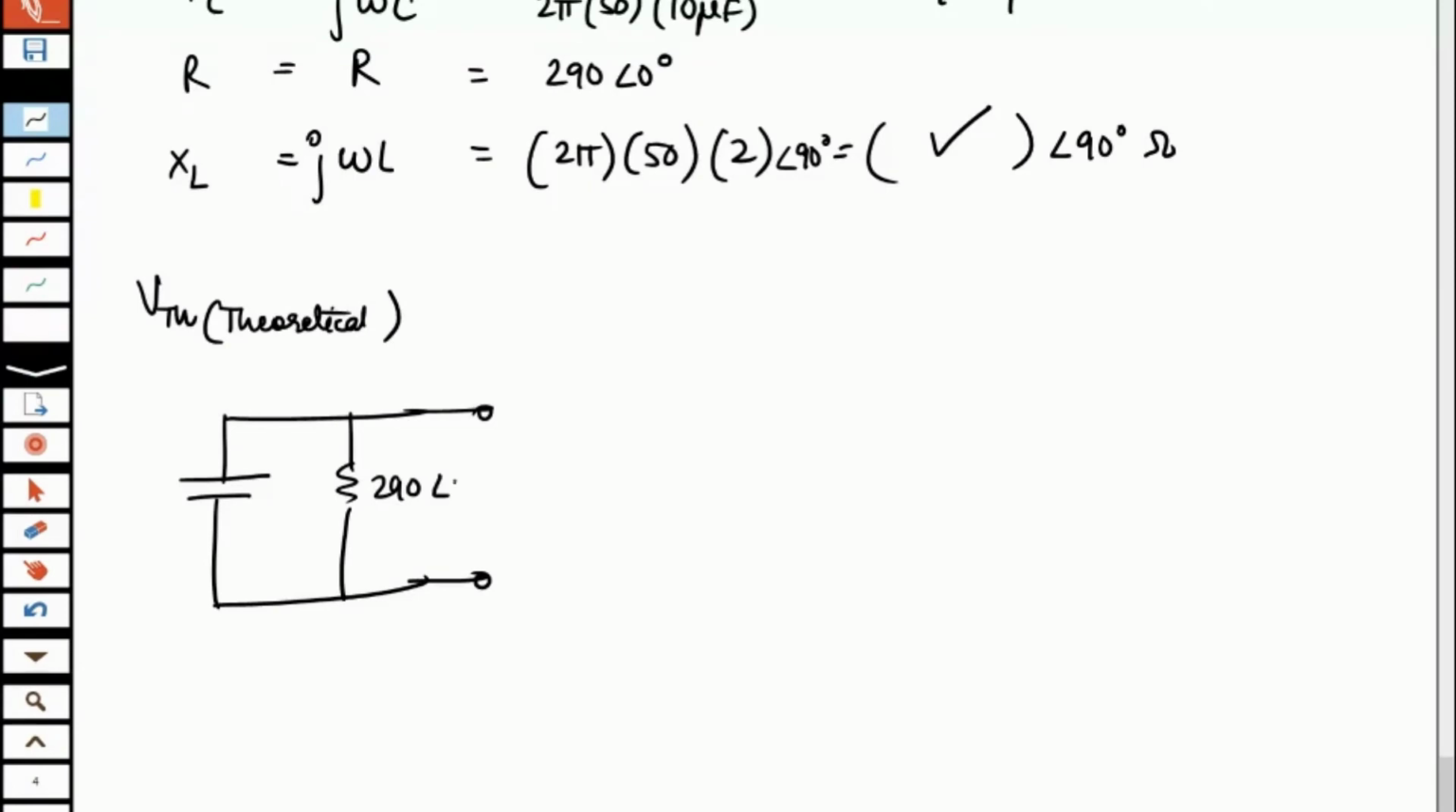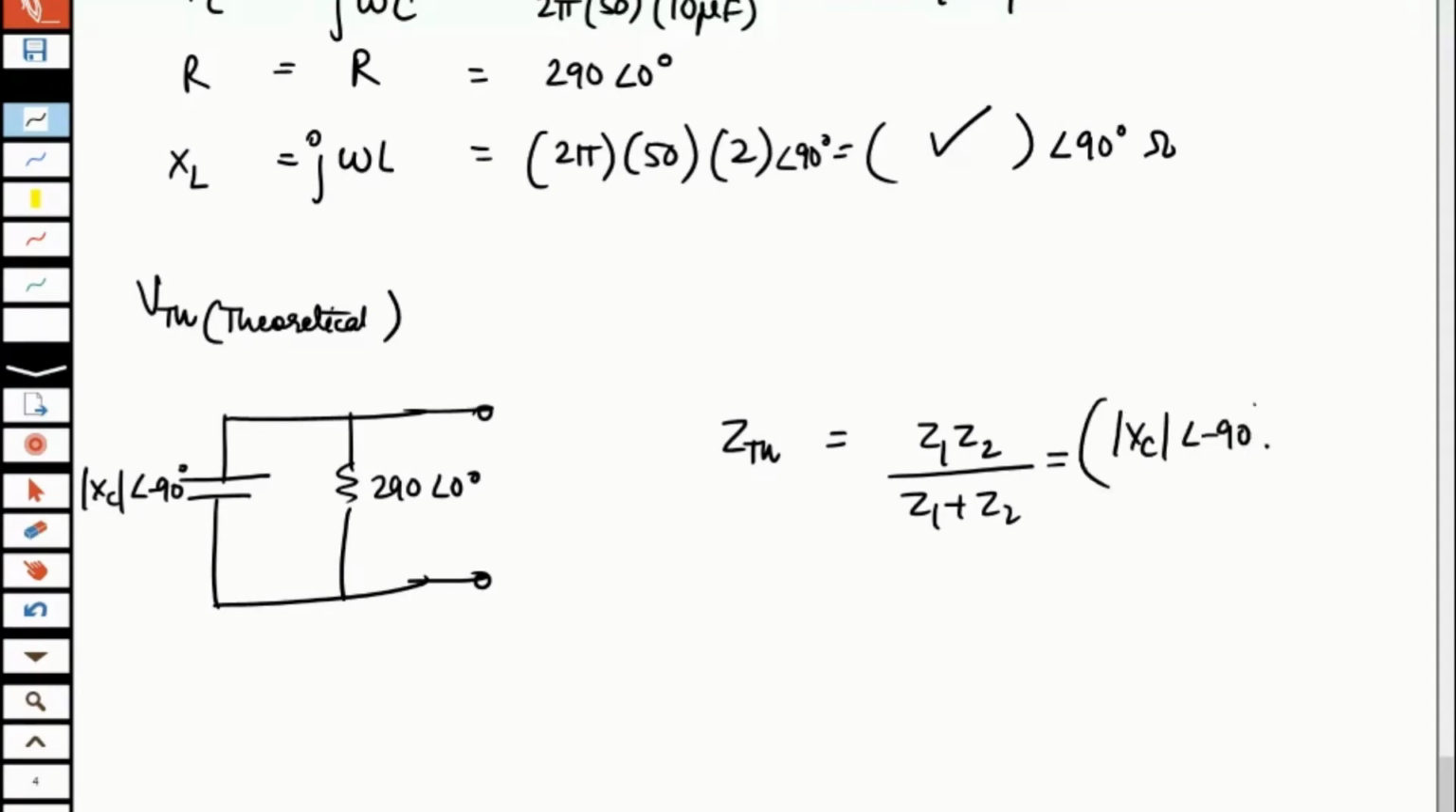So I should write it 290 angle 0, and this is mod XC angle minus 90. So now what is ZTH? ZTH would be the parallel combination of these two, Z1 Z2 upon Z1 plus Z2. That means nothing but mod XC angle minus 90 into R angle 0 upon XC angle minus 90 plus R, right? So the numerator is only multiplication and there is only angle 0.